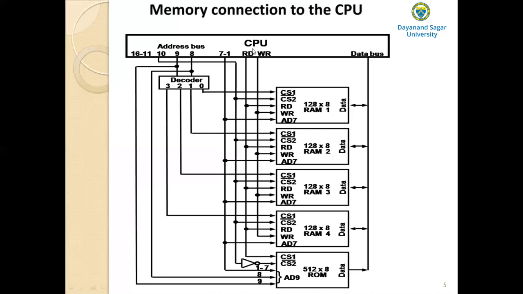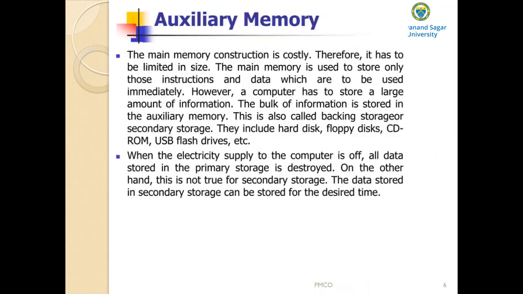And the read and write of the CPU is connected to the read and write of this RAM chip. So this is how the RAM and ROM chips are interfaced to the CPU, once they are configured. Any doubts here, students? So that is about the memory address map.